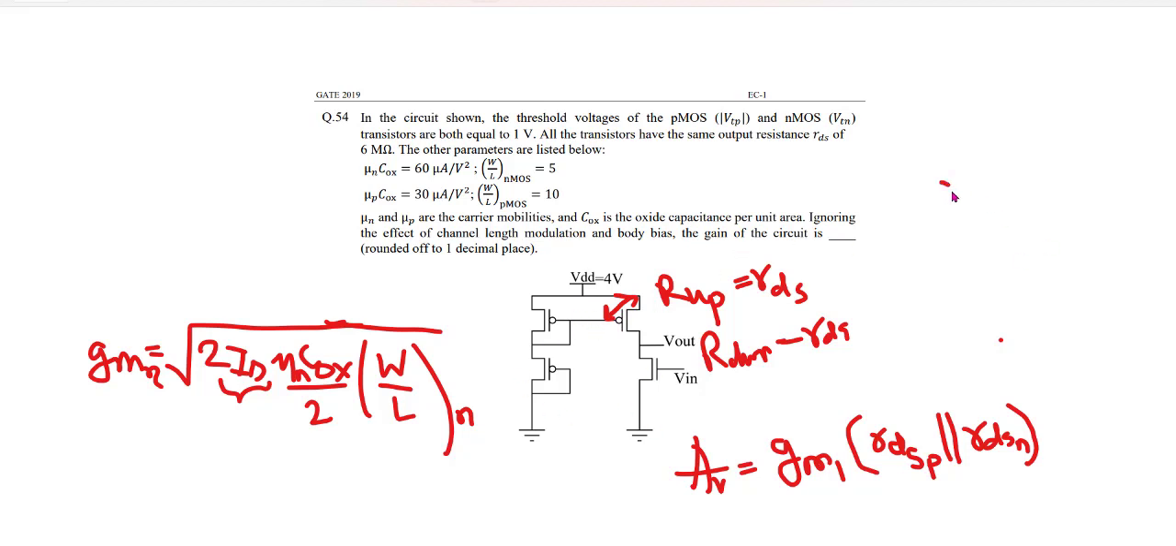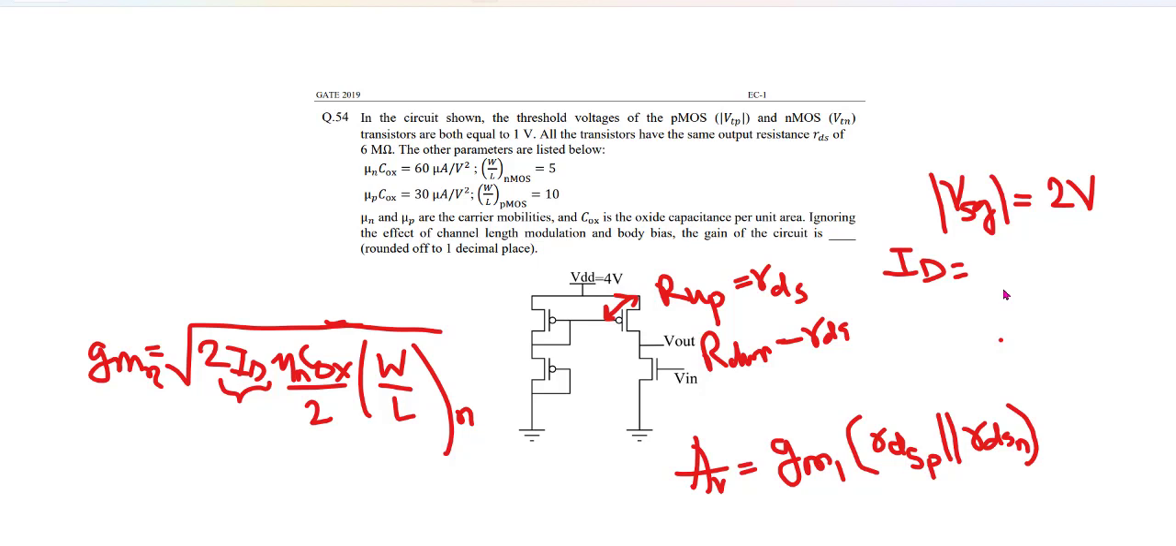So what is VSG? Since all the transistors are having equal thing, VSG mod value is nothing but 2 volts. Okay, VSG is 2 volts. Now plug in this value in the formula of ID that we have written earlier also. What it is: half mu COX W by L VSG minus VT whole square. Plug in this value and you will find the value of ID from here.